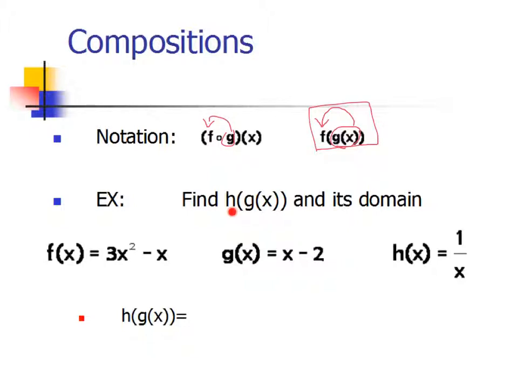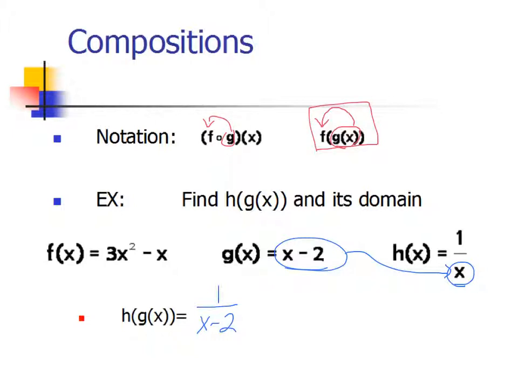In this problem, they want us to find h of g of x. So that means I'm going to take my g function, plug it into h. And then I'm also going to work on the domain. Okay, so let's take the g function and plug it in for x in the h function. And it basically just becomes 1 over x minus 2. Now you're not multiplying it, it replaces the x that's there. So notice this x totally disappears and it gets replaced.